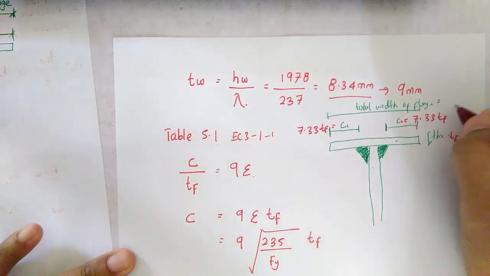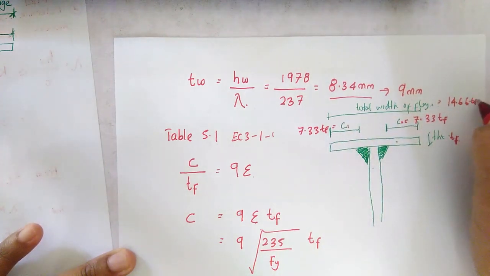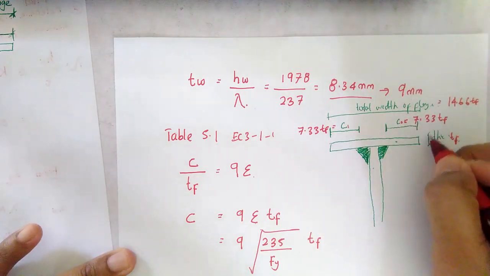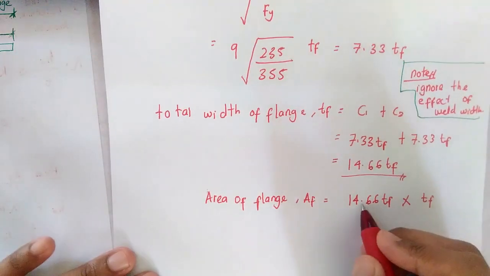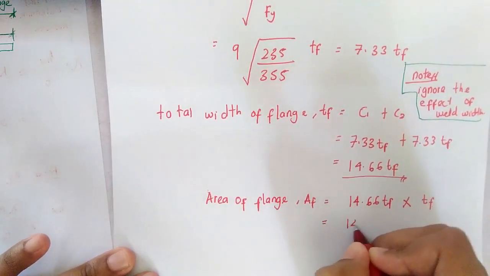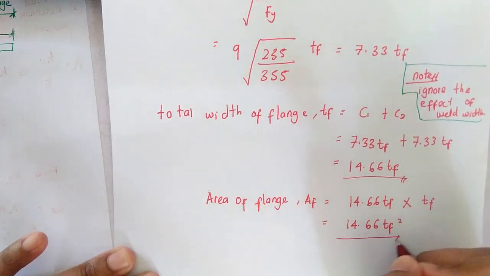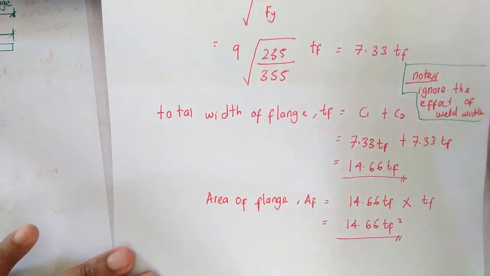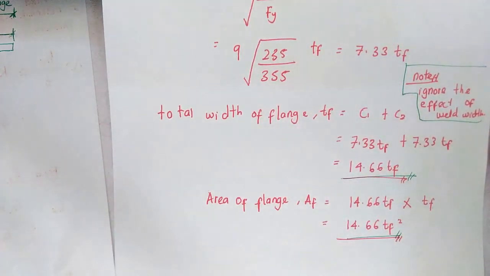So the total area: this is the width, 14.66 TF, times the thickness of the flange. Therefore, you get 14.66 TF times TF, and finally you get 14.66 TF squared. That is your total area of the flange.